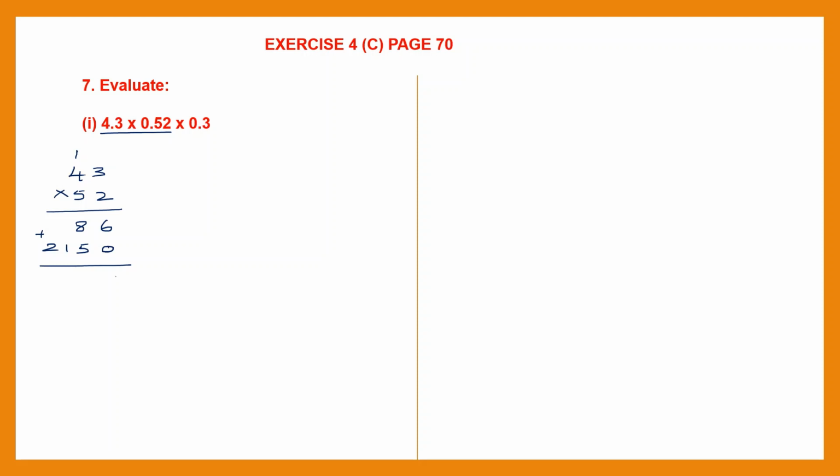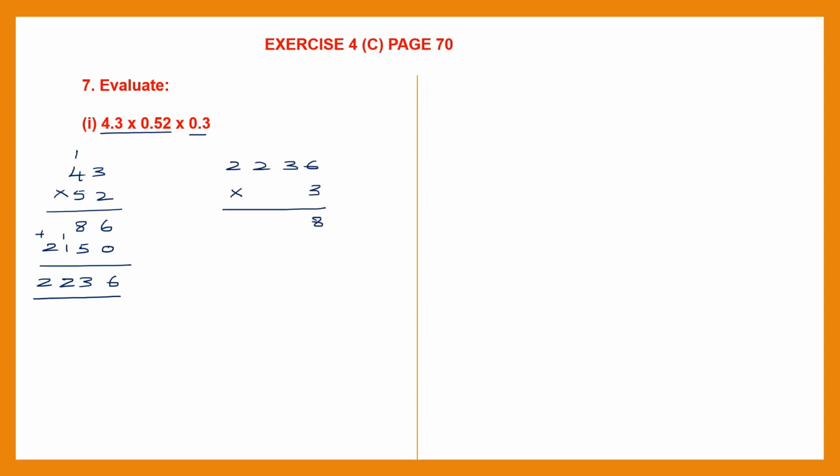Now here we have 6. 8 plus 5 is 13. Carry 1. 1 plus 1 is 2. And here we have 2. So 2236. Now let's multiply that with 0.3. So 2236. We're going to ignore the point and multiply simply by 3.